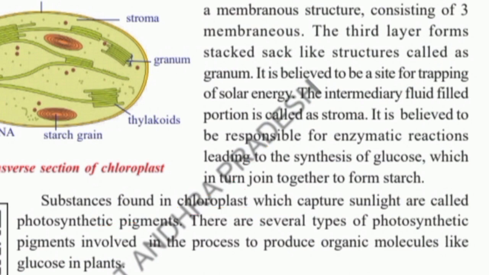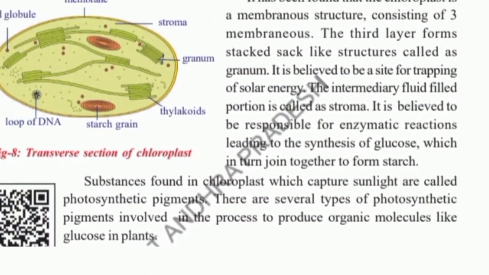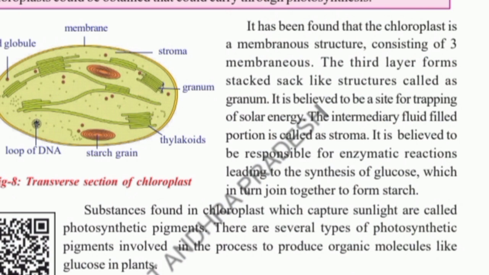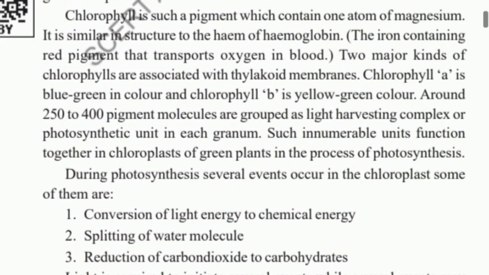There are several types of photosynthetic pigments involved in the process to produce organic molecules like glucose in plants. Not only chlorophyll is responsible for the production of glucose, but also the other types of photosynthetic pigments. Chlorophyll is a pigment which contains one atom of magnesium. When I told you about protochlorophyll, I told you that it has magnesium.